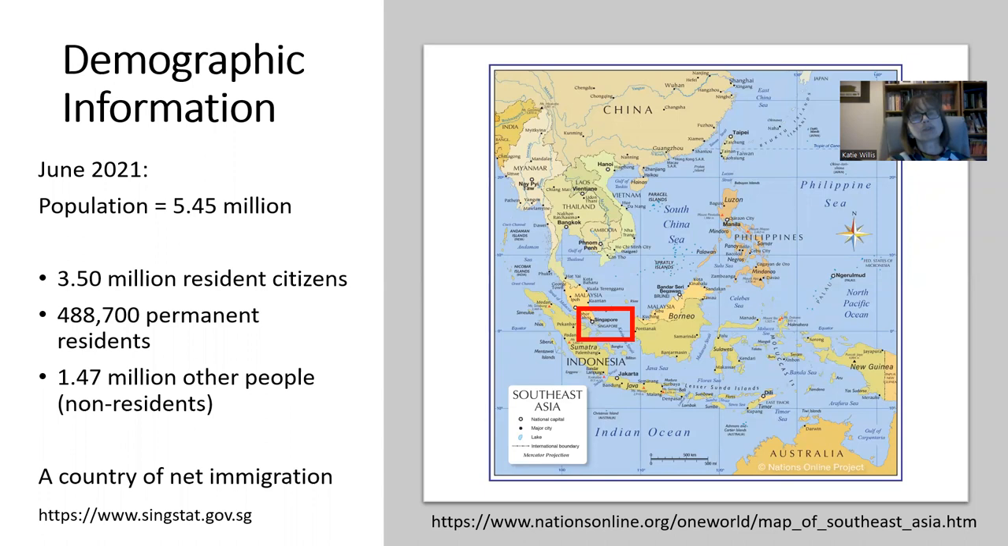An additional nearly 500,000 were permanent residents, people who have a passport from a different country but had the permission to stay permanently in Singapore. But that means that nearly 1.5 million people were what are termed non-residents, people with passports of another country. 1.5 million of an overall population of 5.45 million. So here we've got a very significant importance of immigration to the population of Singapore. We can say that Singapore at the moment is a country of net immigration. There are Singaporeans who live and work in other countries, but Singapore at the moment is a country of net immigration.